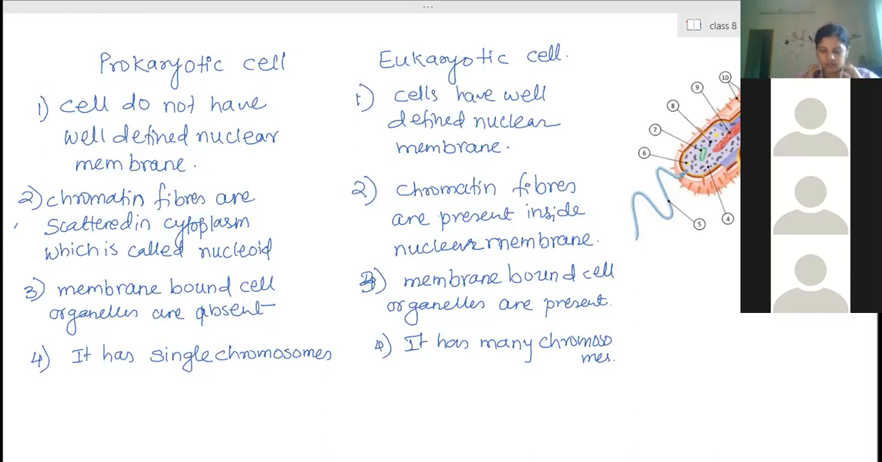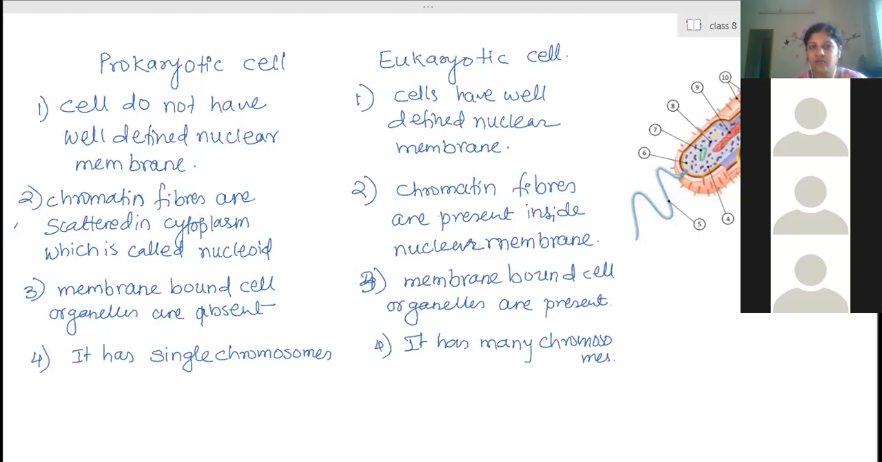Ma'am, microscope. Then you have learned the different parts of the cell. The basic parts of the cell are the cell membrane, that is the plasma membrane, second one is the cell wall, cytoplasm, and nucleus. These are the four main components of the cell. Cell membrane, cell wall only in plant cell, then cytoplasm and nucleus. These are the main four parts of the cell.